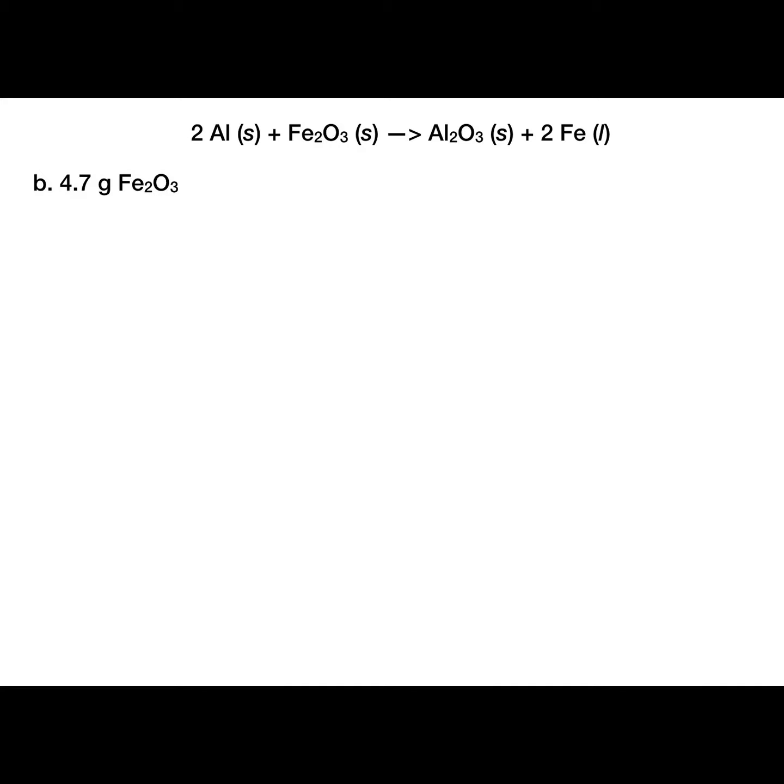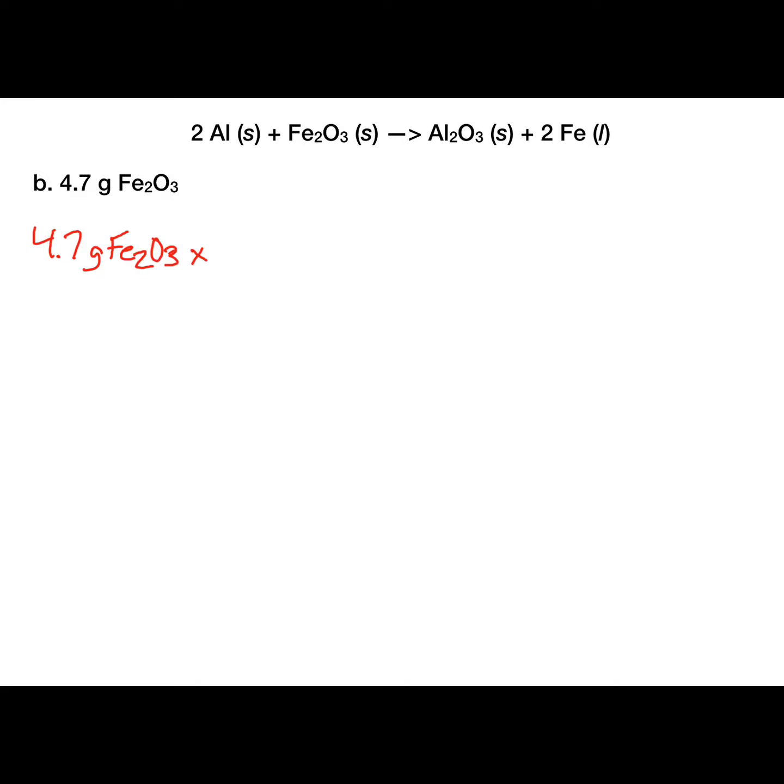The next part to this problem gives us 4.7 grams of iron 3 oxide. So we always start with what we are given, which is the 4.7 grams of our iron 3 oxide. So we have 4.7 grams times. Now we need to convert this into moles so that we can use our mole to mole ratio in our chemical equation. So in order to do this, we need to figure out the formula mass.